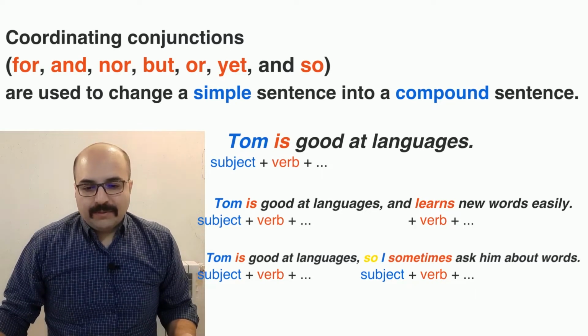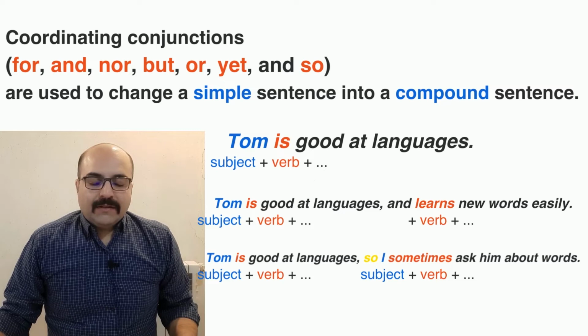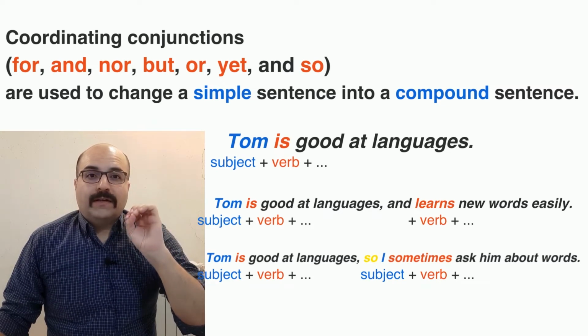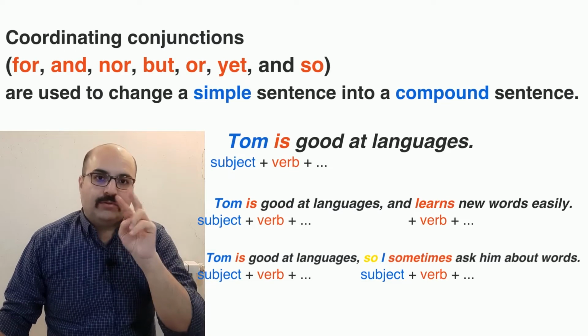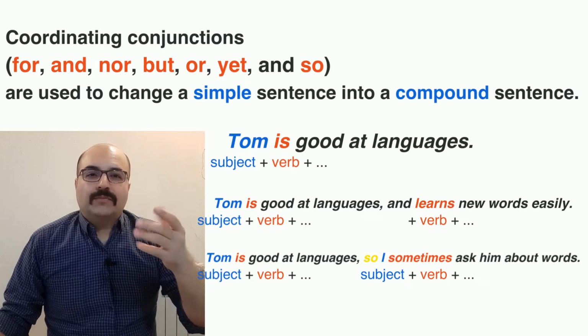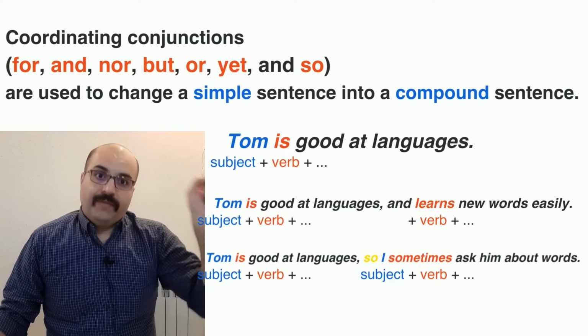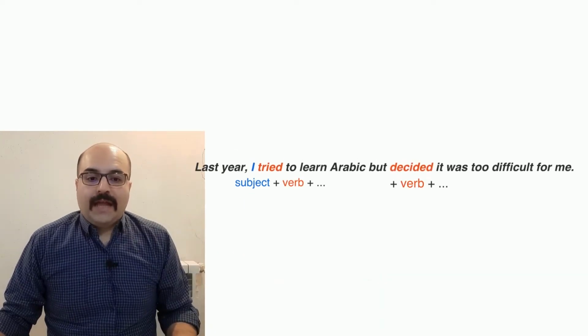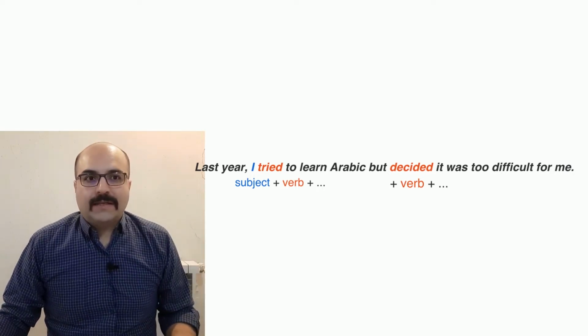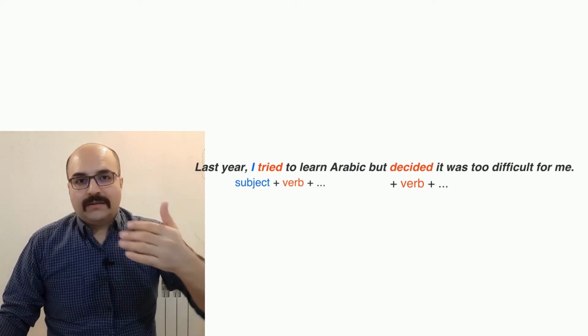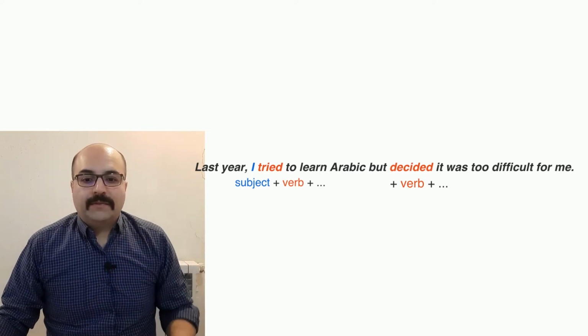Another example would be this. This is an example of a simple sentence with a compound verb, with two verbs. The structure would be called SVV. Last year I tried to learn Arabic, but decided it was too difficult for me. If you want to turn it into a compound sentence, you would use something like, again, as I said, so, but, and, or, for, yet.